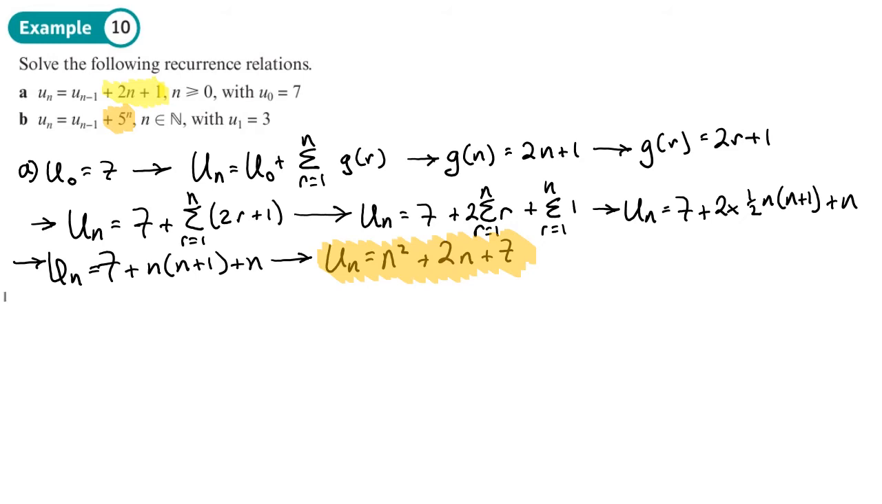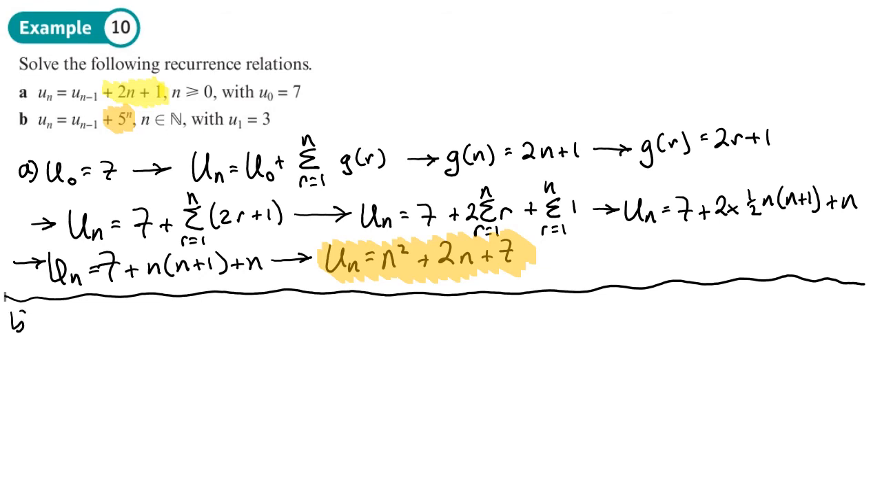Okay, moving on to part B of this question. Now on this question I'm not given u0, I am given u1. So that's going to change my solution slightly. So here I've got u1 equals 3. So my solution is going to be un equals u1 plus the sum, now not from r equals 1, but from r equals 2 to n. So let's write that down, r equals 2 to n. And that's going to be the sum of g of r.